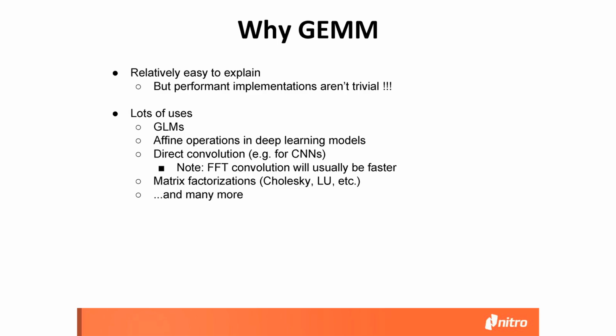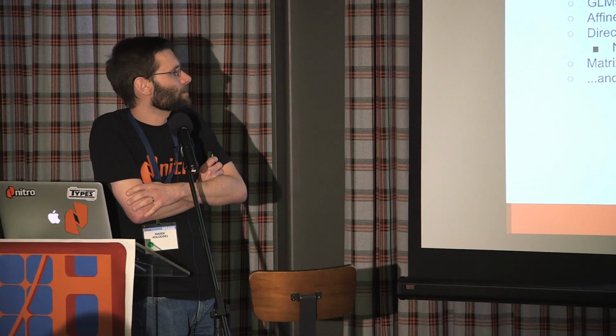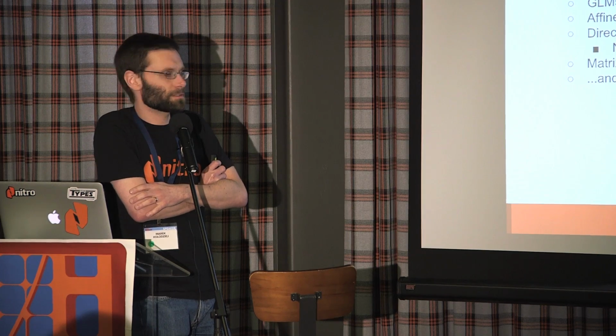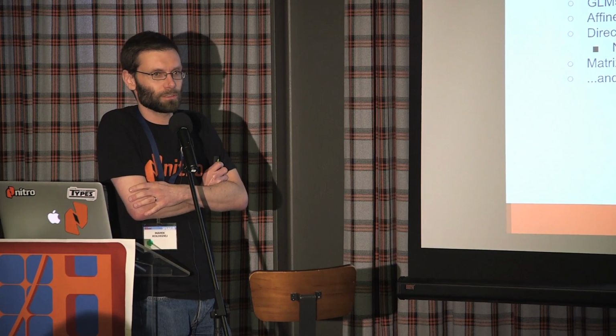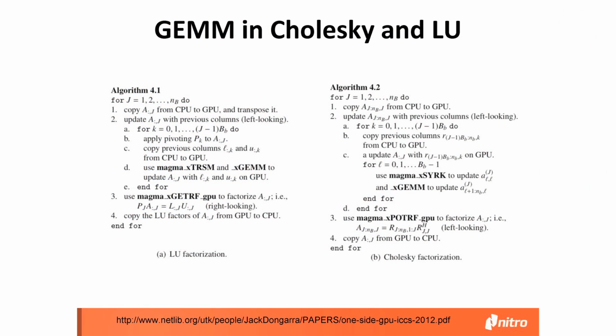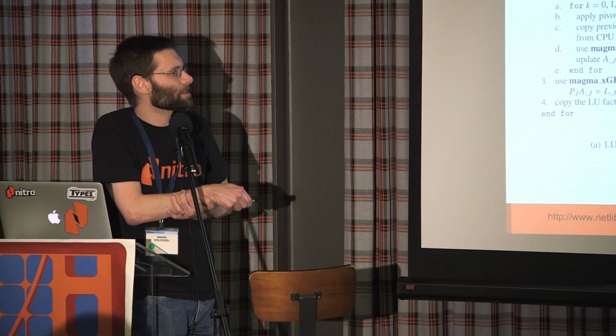From affine operations and deep neural networks to convolutions for convolutional neural networks, although you could do convolution more efficiently using a fast Fourier transform. You can use gems in matrix factorizations, and here's an example of using a gem in LU and Cholesky factorization, for example. So yeah, it's pretty common, obviously.